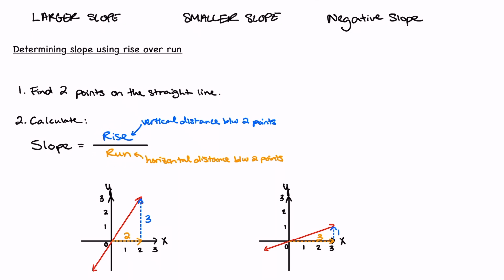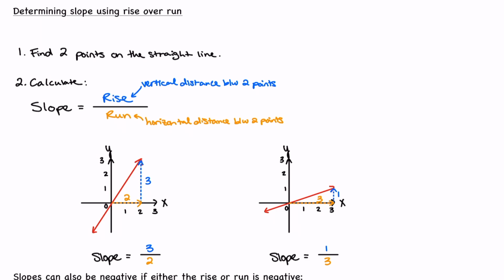So your rise is going to be the vertical distance between 2 points. So let's say we have our point here and our point here. The vertical distance between those 2 points would be 3 because we're going from 0 to 3. And we're going to divide that by our run. So our run is the horizontal distance between 2 points. So if we still are looking at our 2 points here and here, our horizontal distance between them would be 2 because we're going from 0 to 2. So to calculate our slope, we have our rise over our run. So our 3 divided by our 2, giving us a slope of 3 over 2.